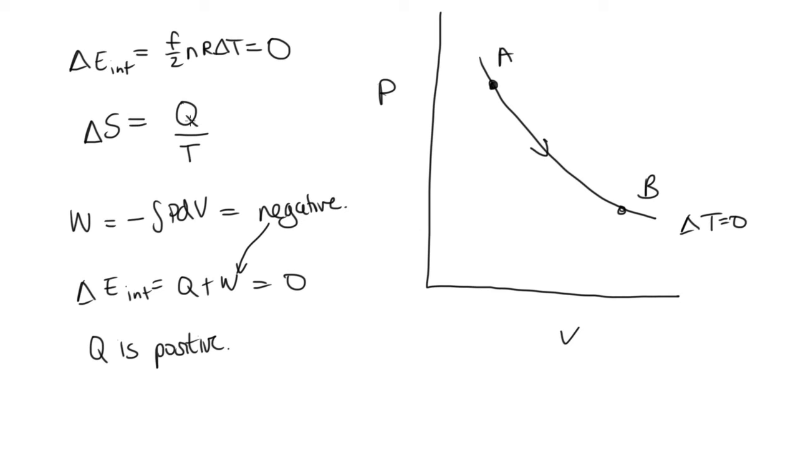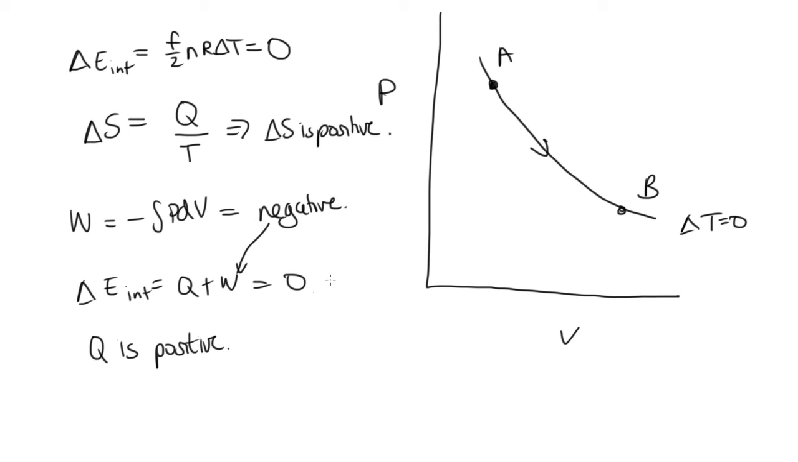Okay, so now we've worked out that Q is positive. T always has to be positive because the lowest temperature we can have is 0 kelvins. We can't have negative temperatures. So that tells us that delta S is positive.